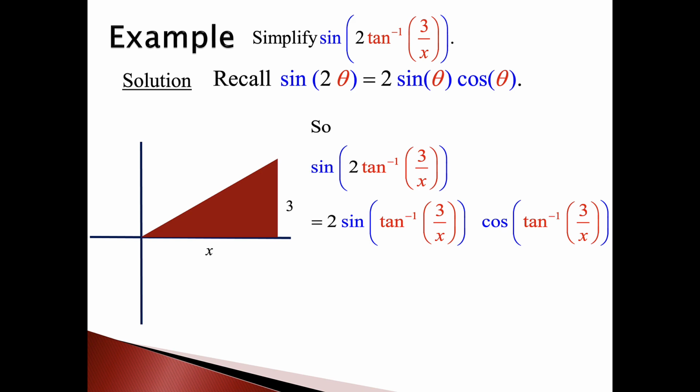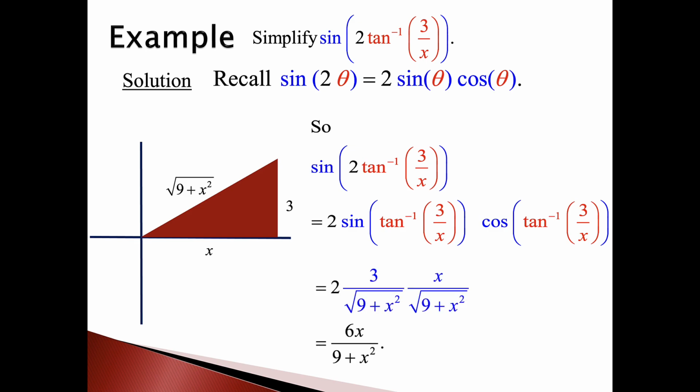Now, this is easy because it's the hypotenuse that I'm missing. So the Pythagorean theorem says I should get adjacent side squared plus the opposite side squared should give me the hypotenuse squared. Sorry, I said that completely backwards. So the hypotenuse would be the square root of 3 squared plus x squared. Now that I've labeled all the sides of the triangle, I can just read off the sine and the cosine. So my final answer will be 2 from the trig identity.